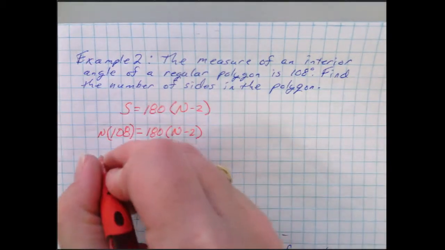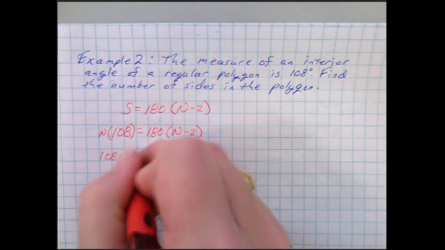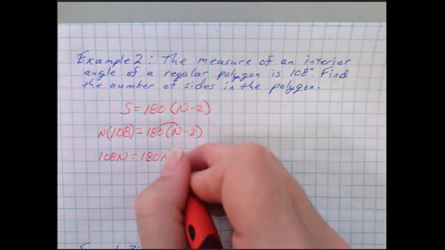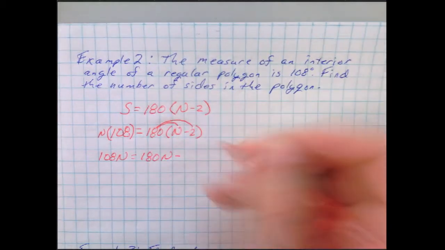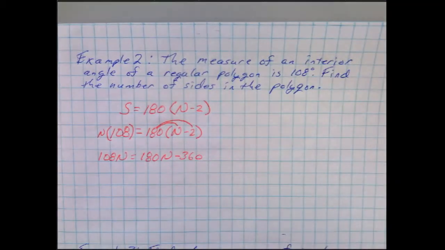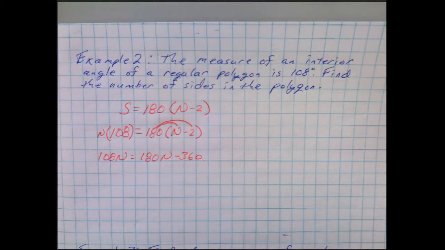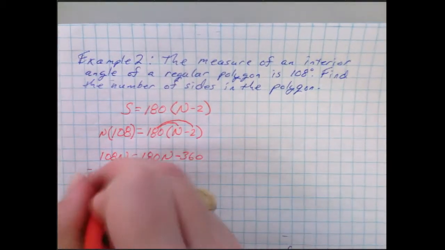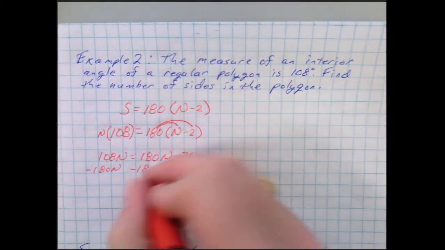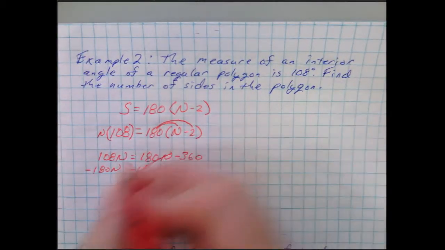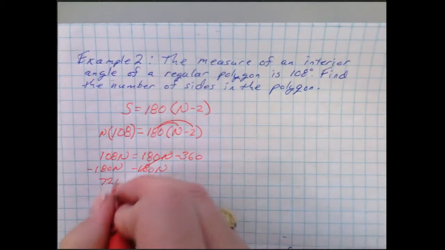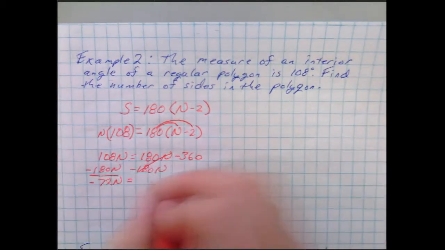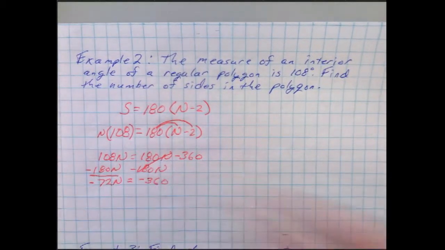So we're going to do 108n equals, distribute, 180n minus 360. Okay, we're going to keep going. I'm going to subtract the 180n from both sides. Crosses out on the right hand side, and we're left with 72n, and that's a negative on the left and a negative 360 on the right.